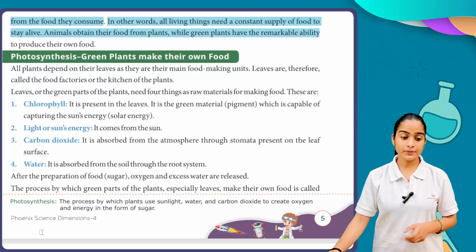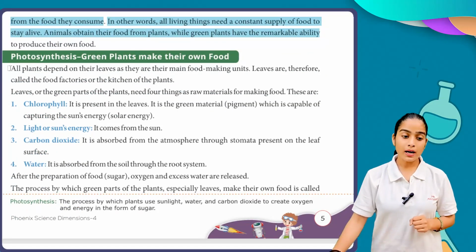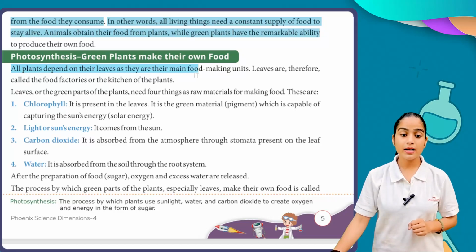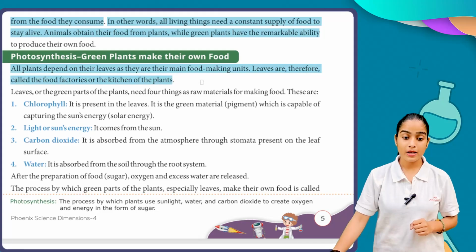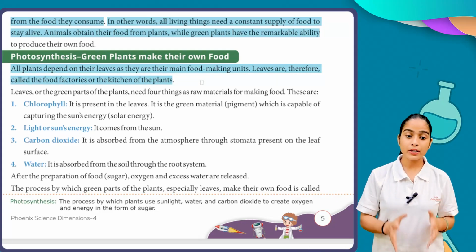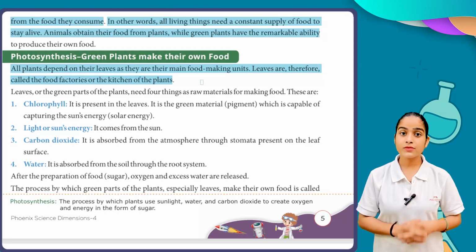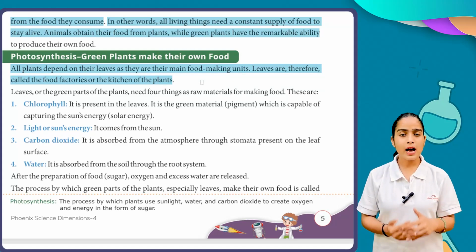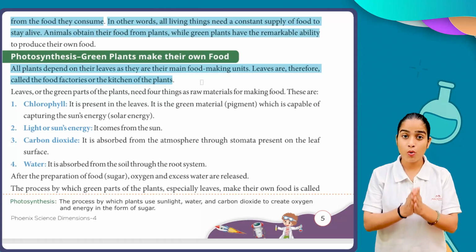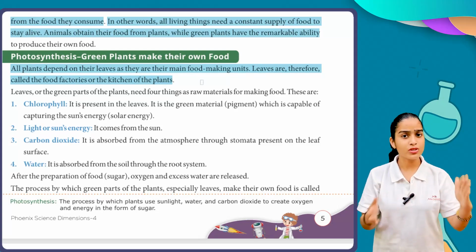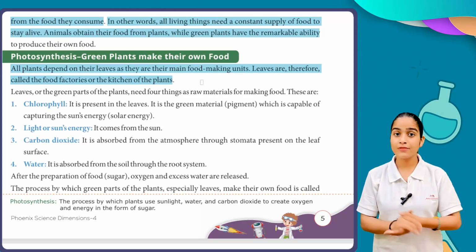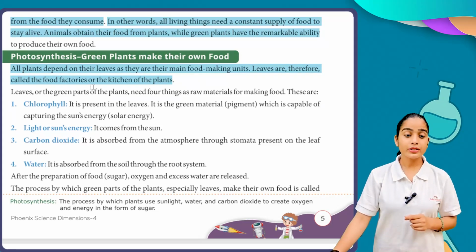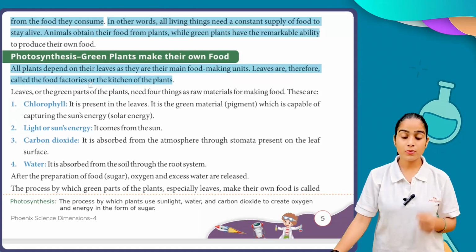So what we understand here, all plants depend on their leaves as they are their main food making units. Leaves are therefore called the food factories or the kitchen of the plant. So all plants depend on their leaves to make food, and that is why we call the leaf the food factory, or we can also say leaves are the kitchen of the plant. Now, why do we call it the kitchen of the plant? Because the whole process of making food, the photosynthesis process, happens on the leaves only, not other parts.